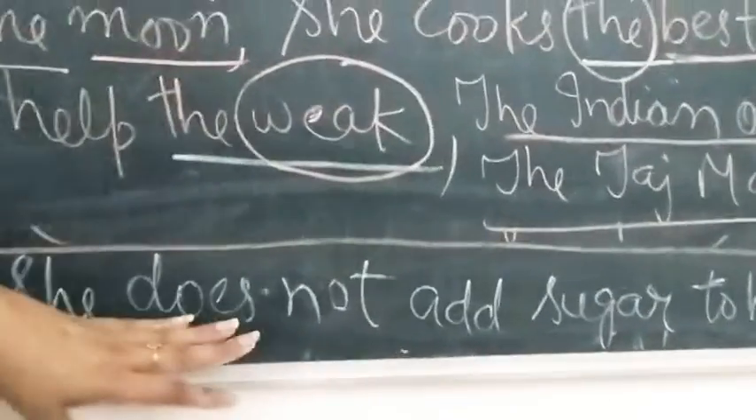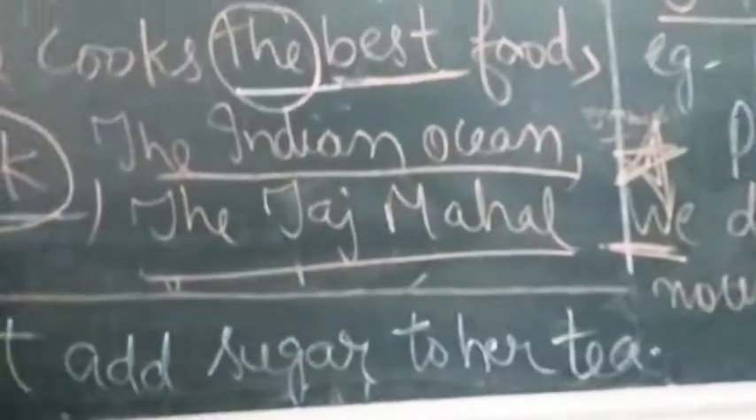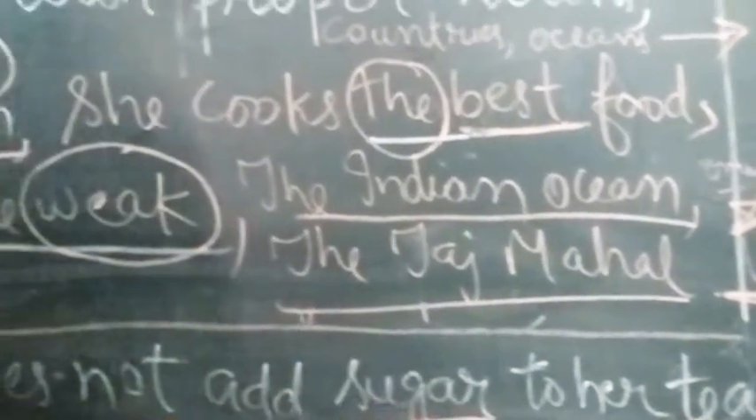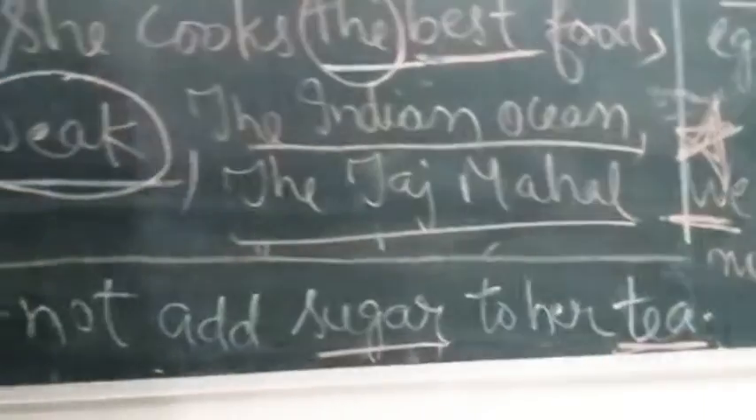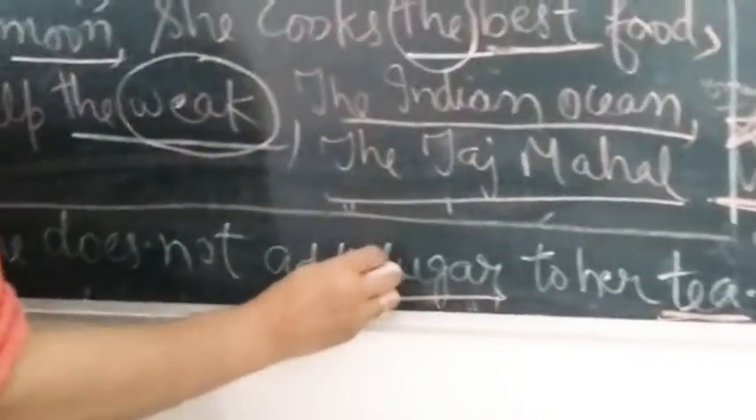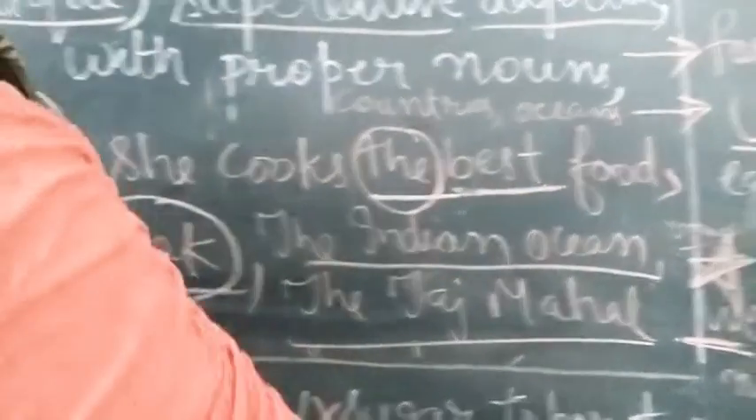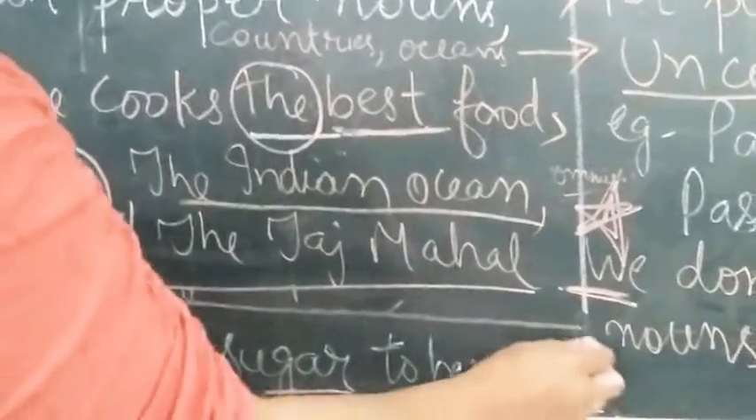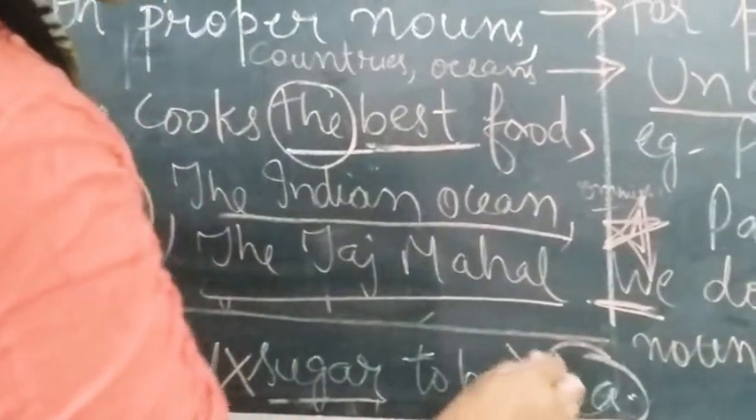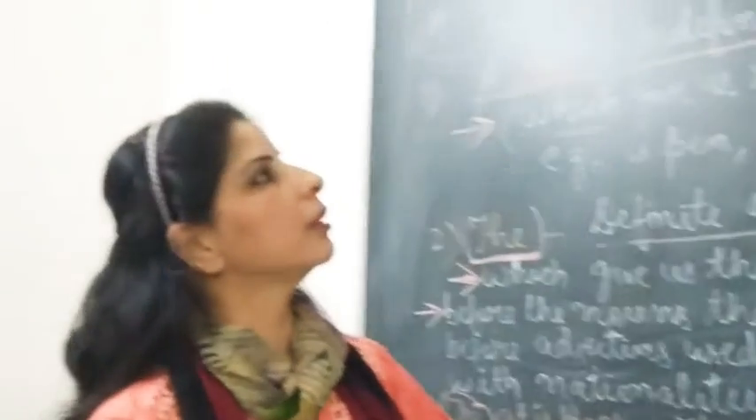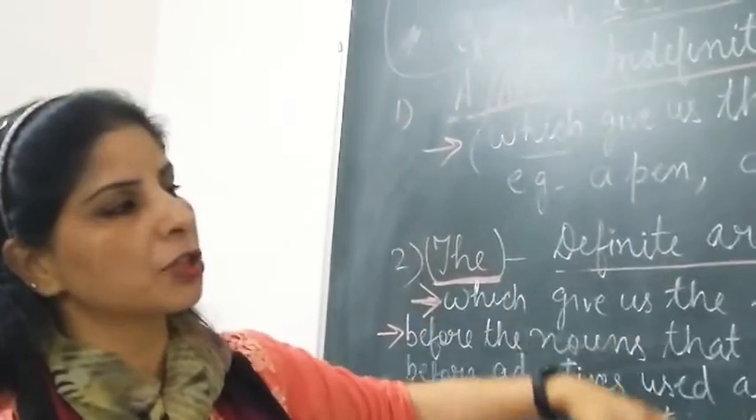Okay. Then, she does not add sugar to her tea. Now here the two nouns are sugar and tea. We have not used any article before sugar. Sugar is uncountable, tea is uncountable, okay? So there is no need to add any article here, right? So I hope you have understood the articles. We have revised the topic articles.